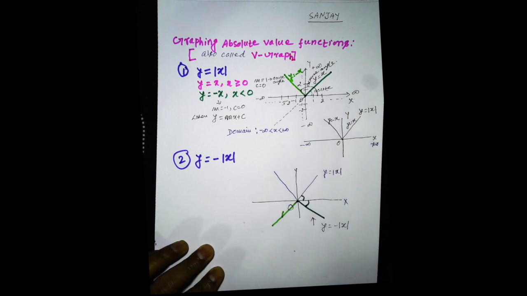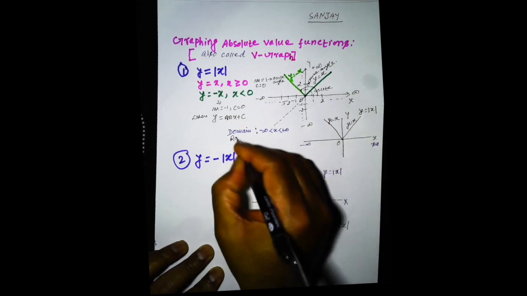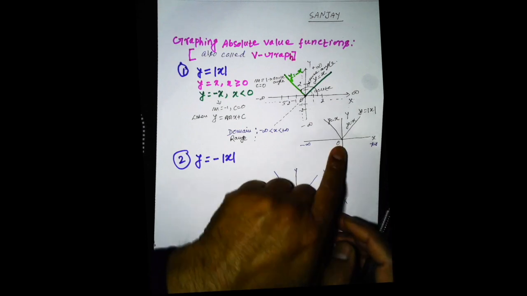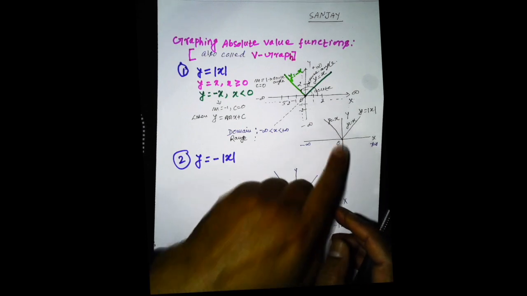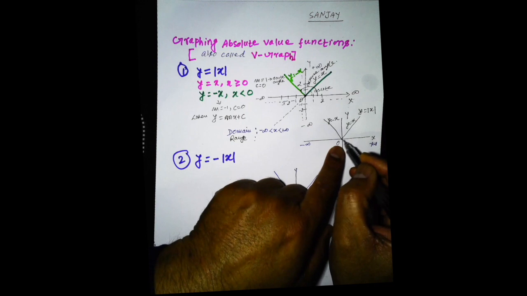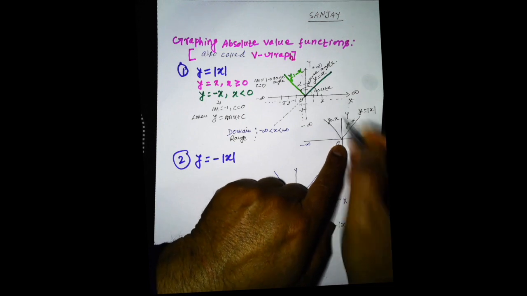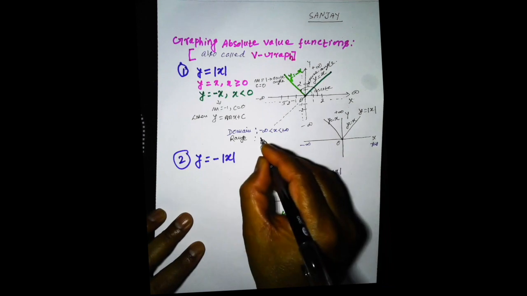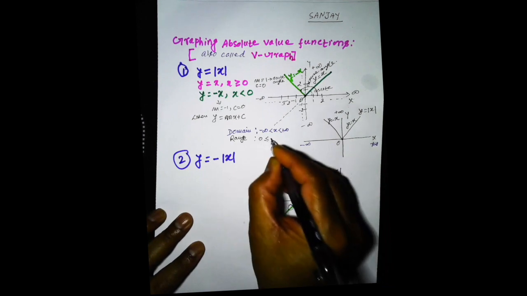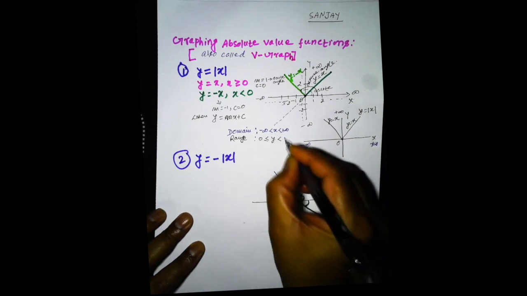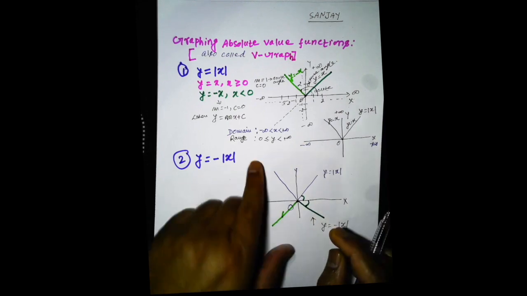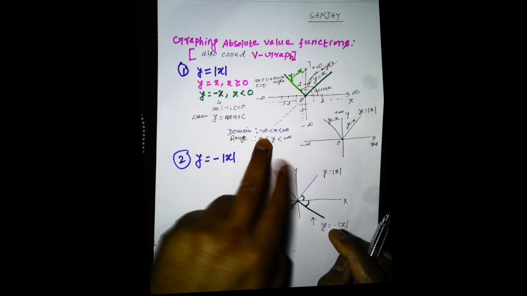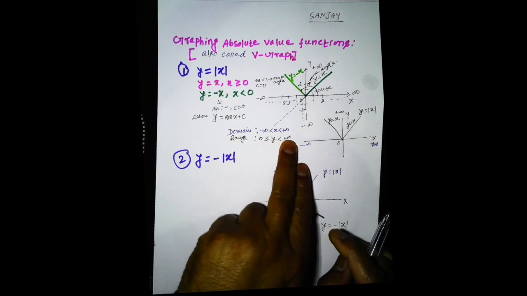What about the range? Range means we count along the y-axis. So here the minimum value of y is 0, and the maximum value will go up to plus infinity. So it will start from 0 less than or equal to y less than plus infinity. So the range of this function is 0 to plus infinity, and the domain is negative infinity to positive infinity.